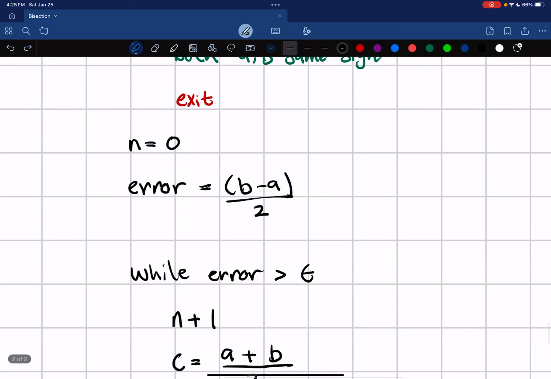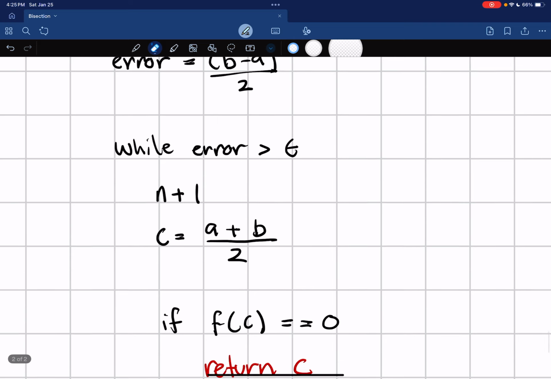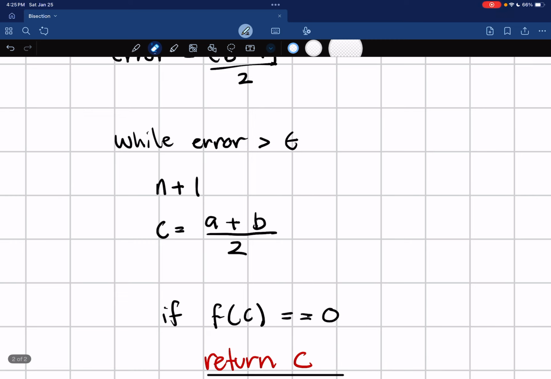Now, assuming you pass this condition, you don't exit. One is negative, one is positive. You start your iteration at 0. You calculate your first initial error using your original interval. Then we start a while true loop. This loop just says keep going as long as the error is more than my tolerance.